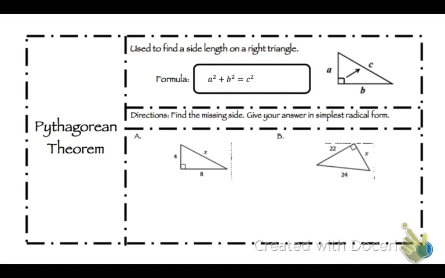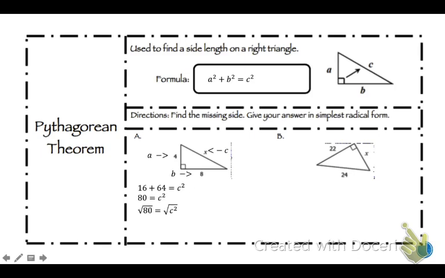Okay? Let's look at example A. So we have to find the missing side. First, let's label our parts. So I'm just going to call 4 A, 8 B. Again, those are interchangeable. It doesn't really matter. But X is C. X is the hypotenuse, so that one's always C. Now I'm going to write my equation. So I have a squared plus b squared equals c squared, which is 4 squared plus 8 squared equals c squared, or you can substitute that with an X. Which is 16 plus 64 equals c squared, which is 80 equals c squared.